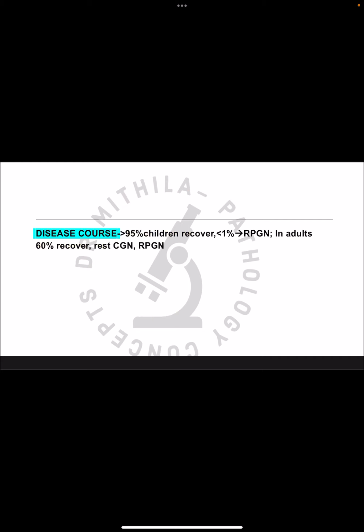And lastly, the disease course. It is a good prognosis in children. More than 95% of children recover, and less than 1% progress to rapidly progressive glomerulonephritis. And in adults, the prognosis is poorer as compared to children. 60% will recover, while the rest can progress to either chronic glomerulonephritis or rapidly progressive glomerulonephritis.